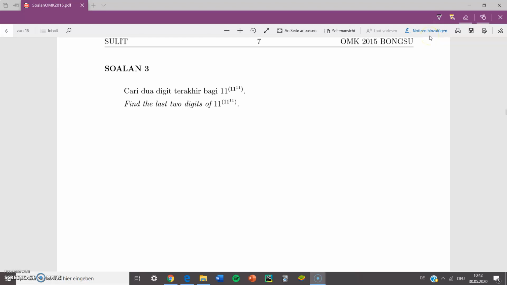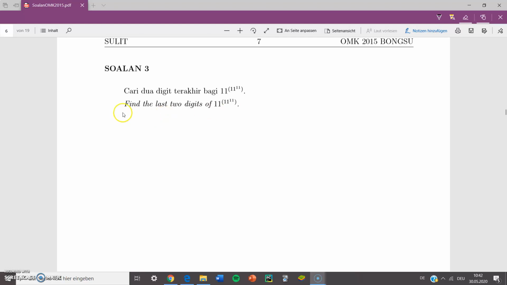Hi guys, welcome back. Today we'll be discussing the last question of OMK 2015 Bongsu. This is the hardest one on the test, and we would like to solve this problem. Next week we'll be discussing OMK 2015, but this time it's specifically targeted at Form 3 and Form 4 students.